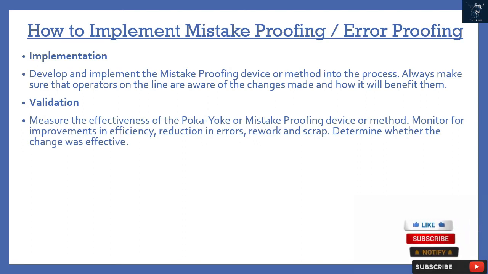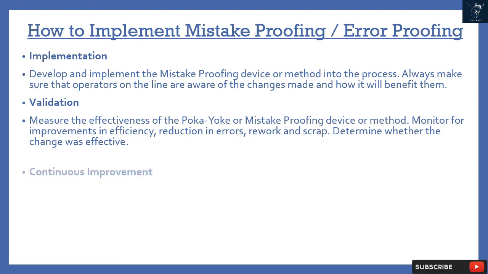Implementation: develop and implement the mistake-proofing device or method into the process. Always make sure that operators on the line are aware of the changes made and how it will benefit them. Validation: measure the effectiveness of the Poka Yoke or mistake-proofing device or method. Monitor for improvements in efficiency, reduction in errors, rework and scrap. Determine whether the change was effective.